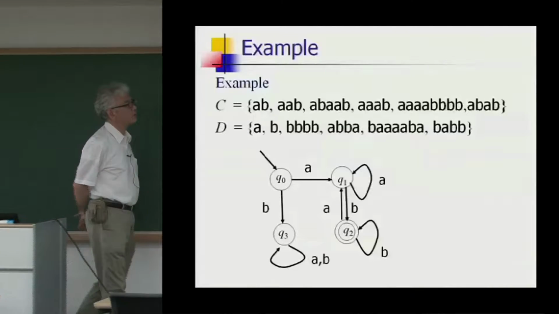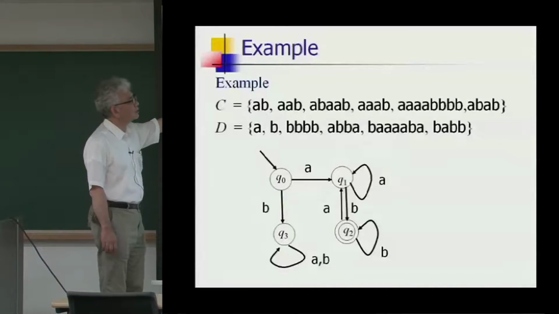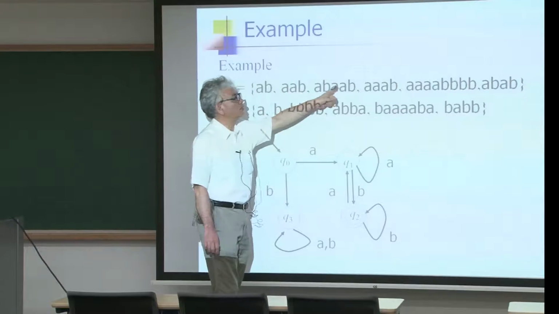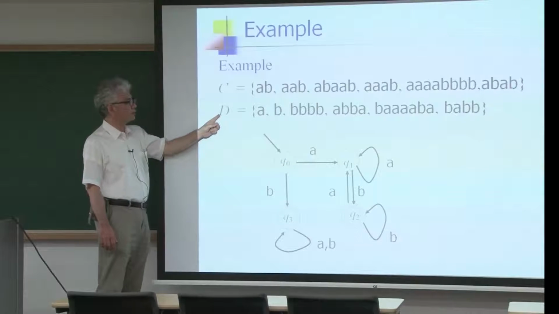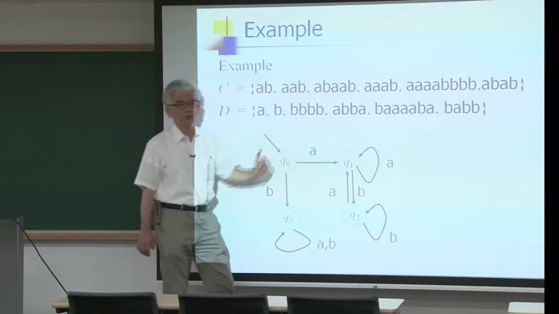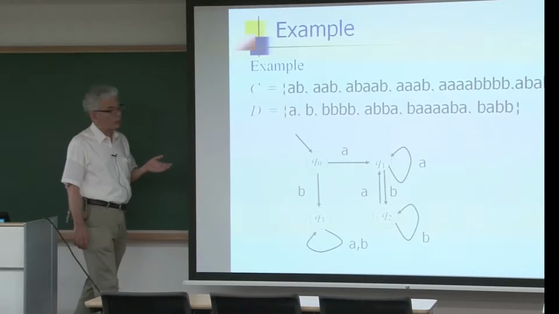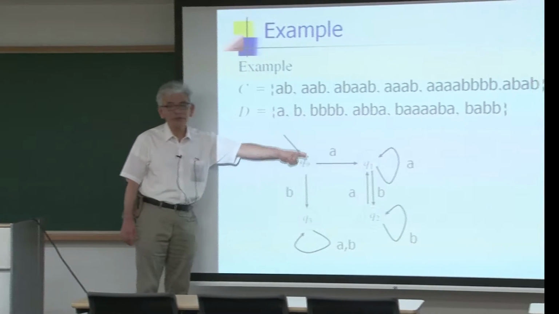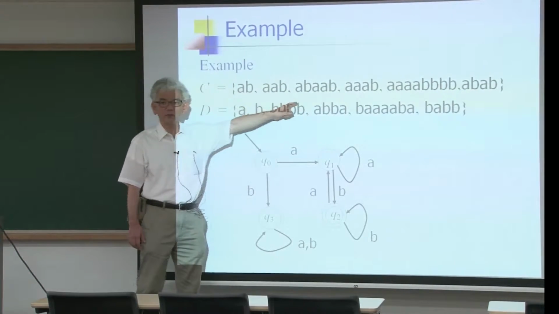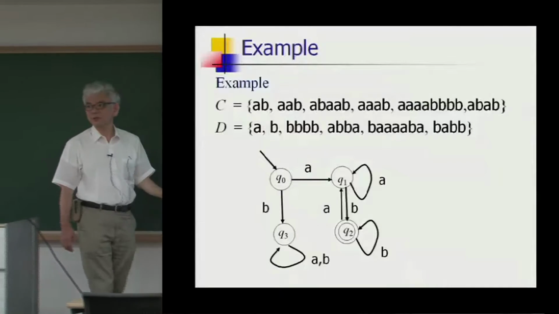This is a very simple example. This is an example of C. We assume that C consists of AB, AAB, ABBA, AB, and so on. And the negative example consists of A, B, BBB, ABBA, and so on. And our requirement is to output an automaton such as this one. This automaton accepts all of the positive examples and rejects all of the negative examples.